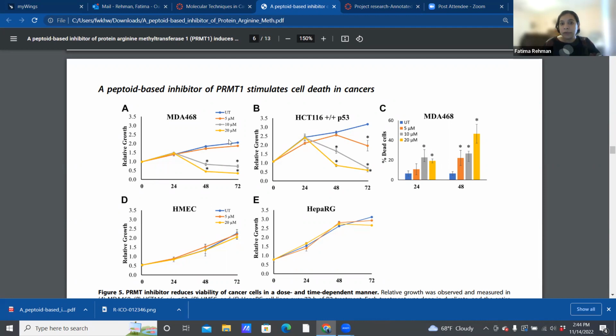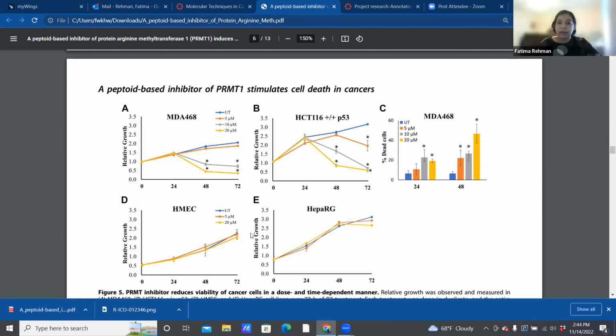So let's look at one of these, MDA468, and look at the untreated, the blue line, right? That's your typical growth. What do you see when you start adding the P2 compound? It inhibits the growth as you go up in dosage. Yes, so it is a dose-dependent response. Do you see the same thing for the second cell line? Yes, even more dramatic actually, right?